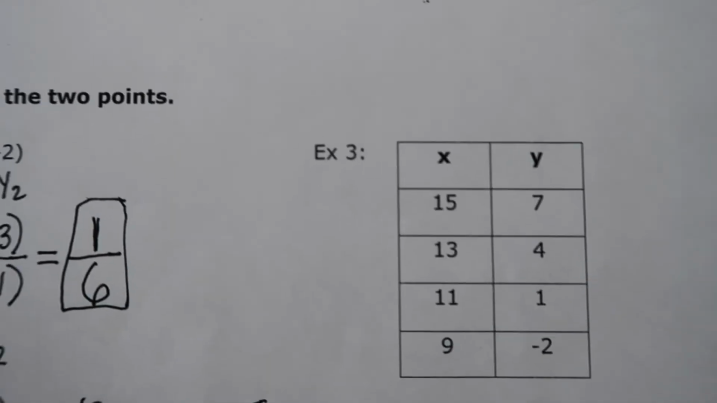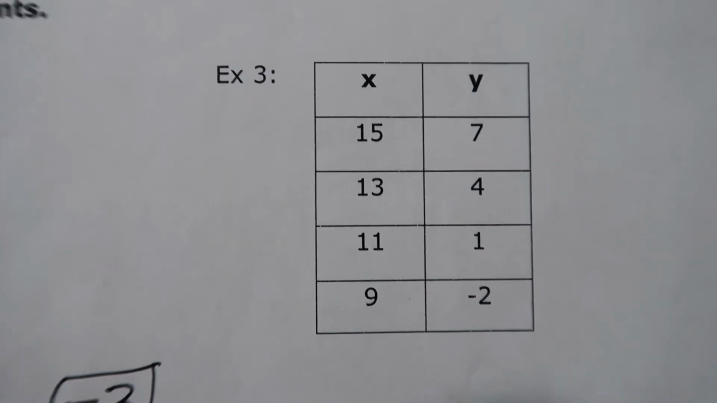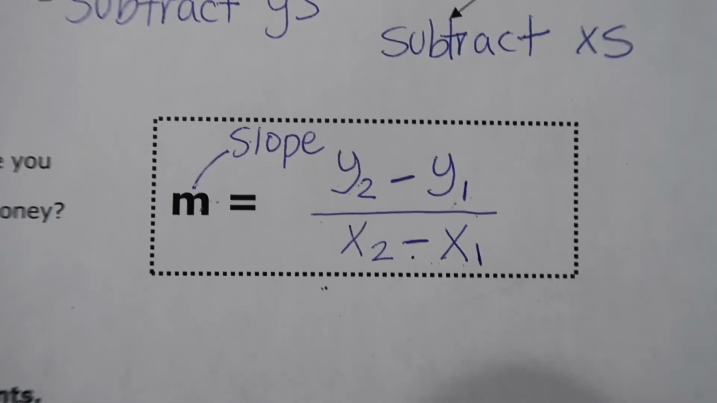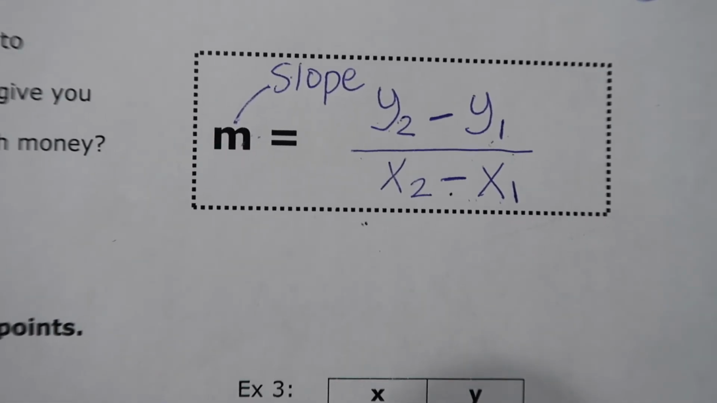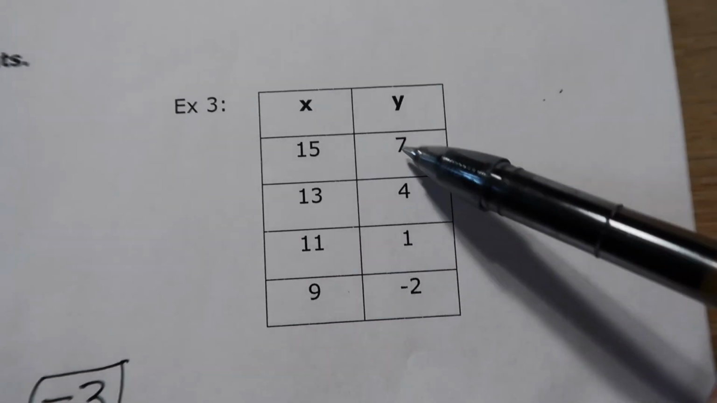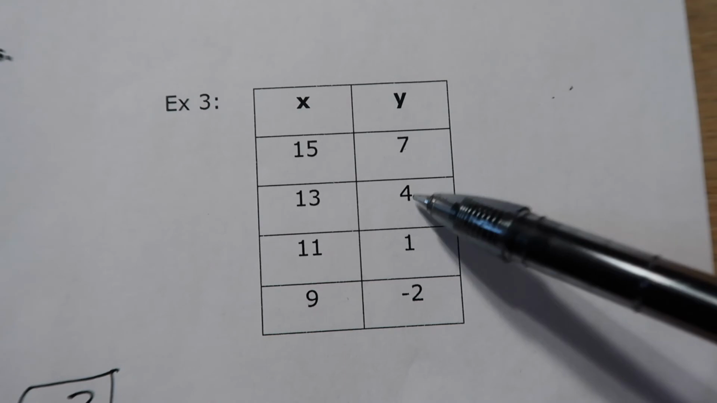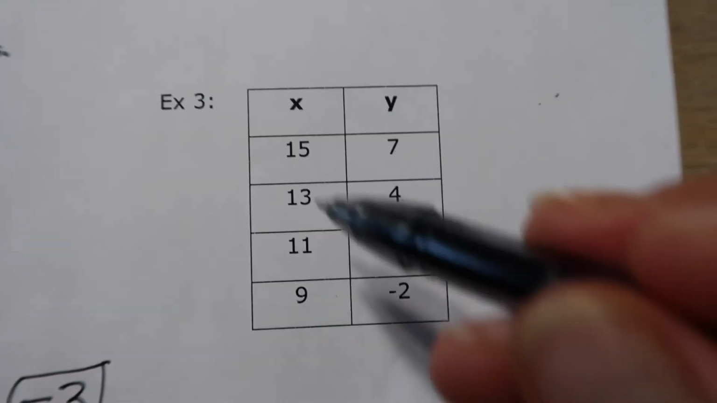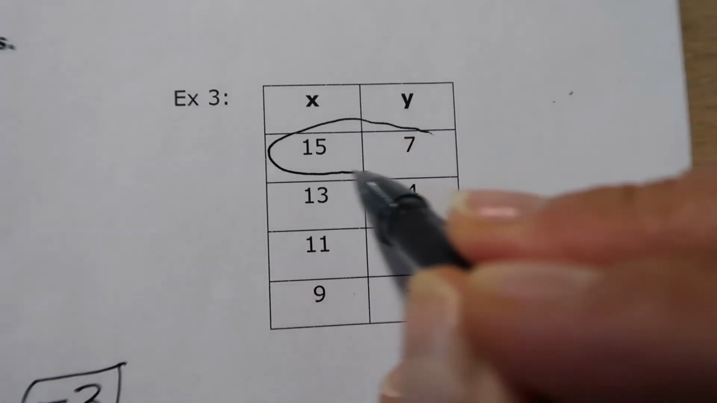Example 3. Here you have a table. Well, again, for us to use this formula, all we gotta do is we need 2 points, right? Aren't these numbers order pairs? You have an x and a y value. You have an x and a y value. So you can choose any 2 and you still get the same answer. I'm gonna choose the first 2.